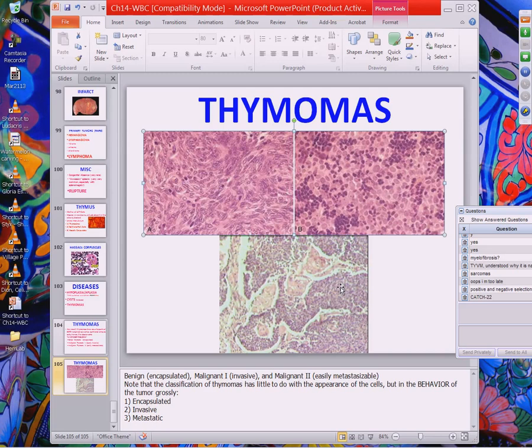Now look, you never saw the capsule on any of these, did you? All you see are cells. But this is the one that's most likely to be encapsulated.